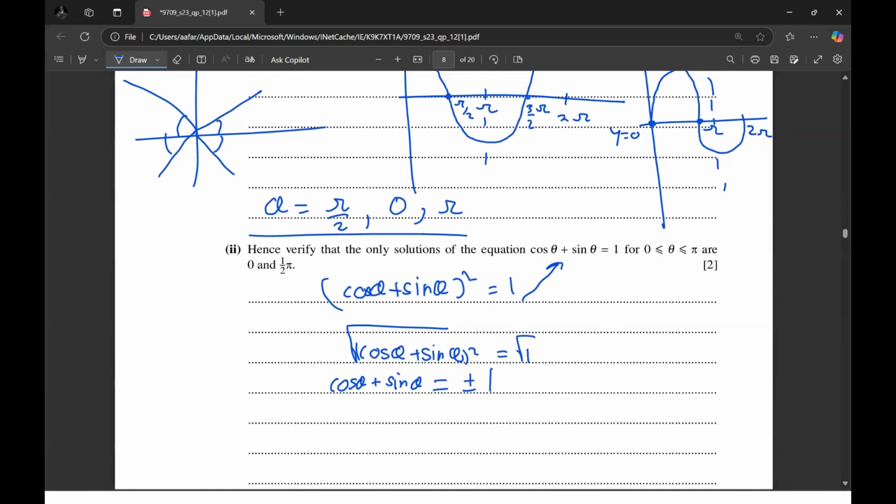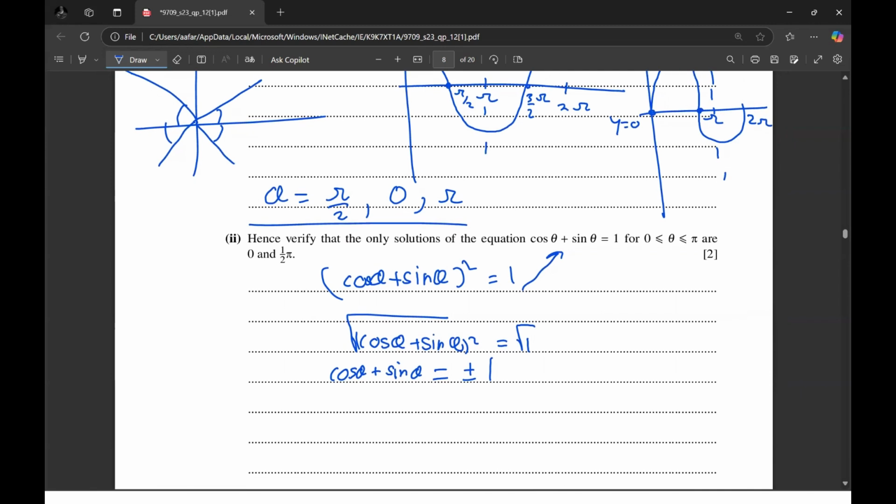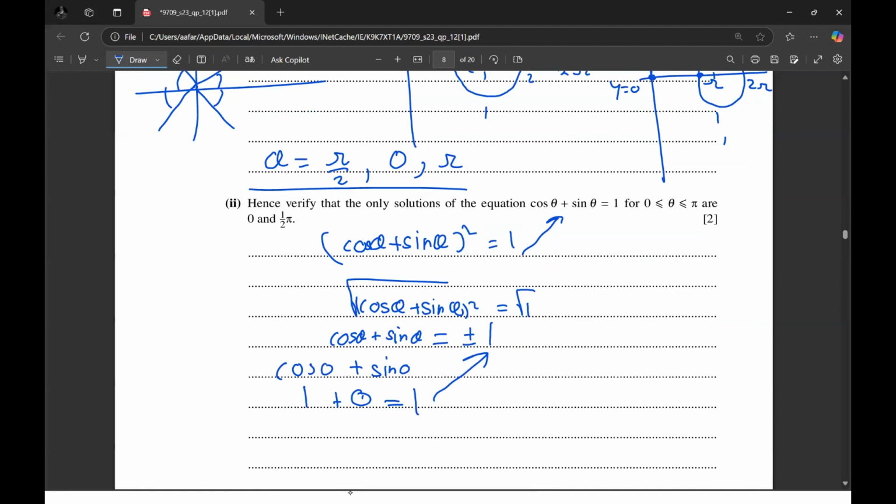So we know that if we put in these solutions, because it's told us to verify, then we'll just put the solutions which they told us. For 0, cos 0 plus sine 0 is equal to 1, and sine 0 is 0. So it fits the equation.